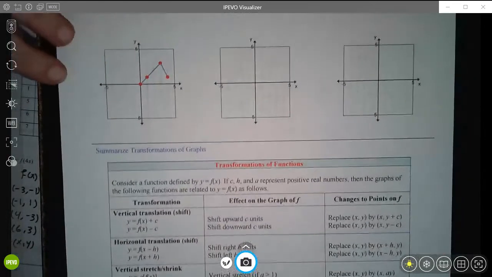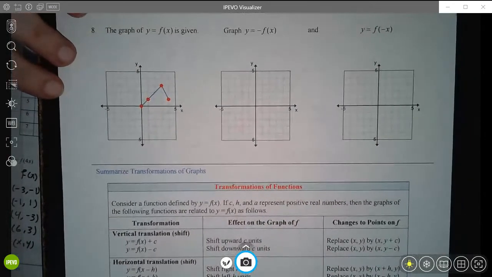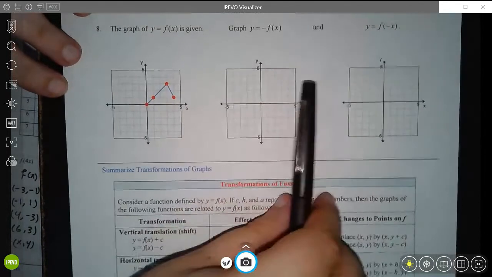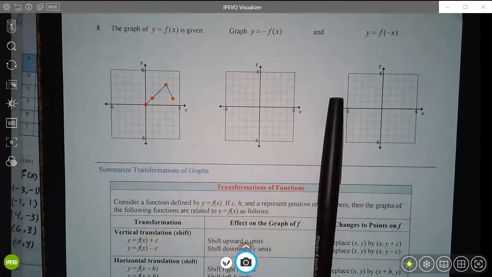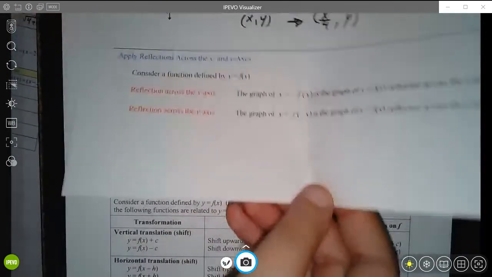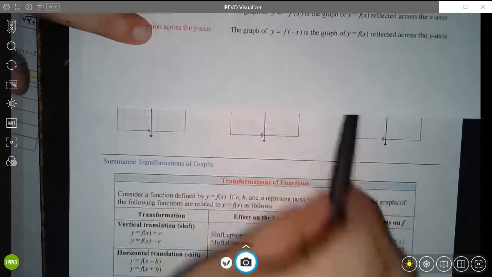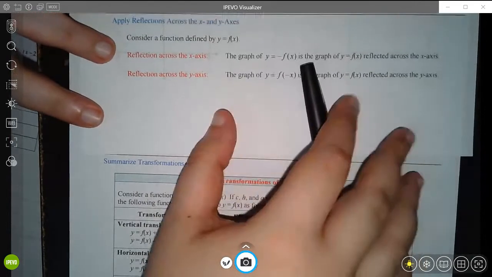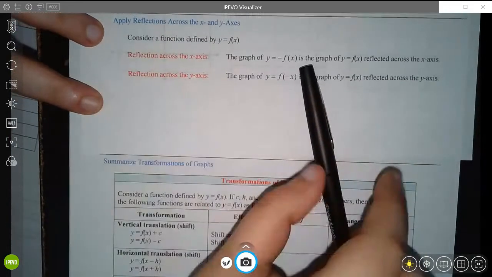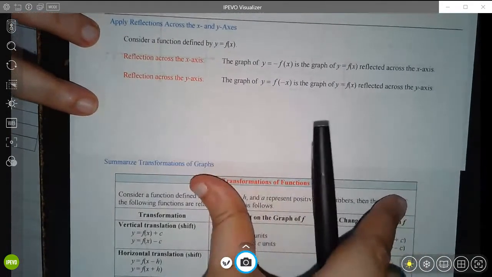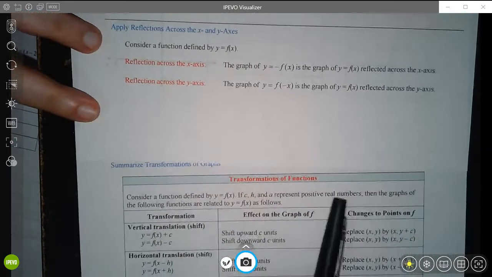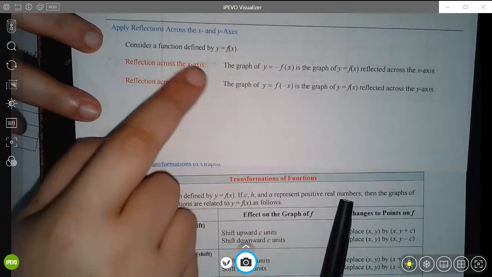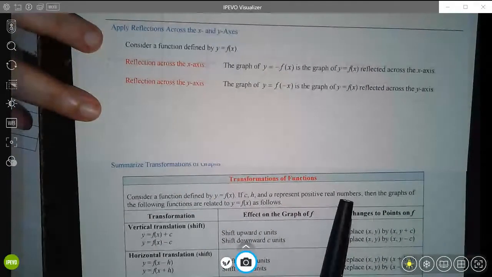Yes? So this is the example we're going to do together. But I was looking for the page. Oh, there we go. It's actually at the bottom of the one we were on just now. Okay. Now on your notes, if you notice the entire note set, it explains everything I told you so far. So this is the section that talks about reflection. So in the reflection, you have two types. One that's going to happen across the x-axis, and the other is going to happen across the y-axis.